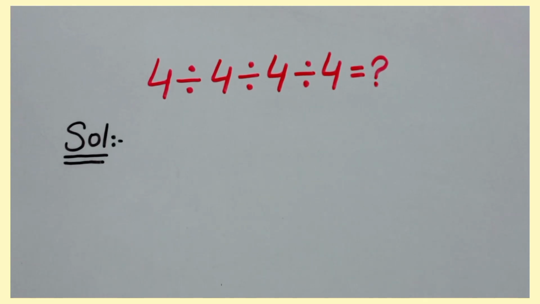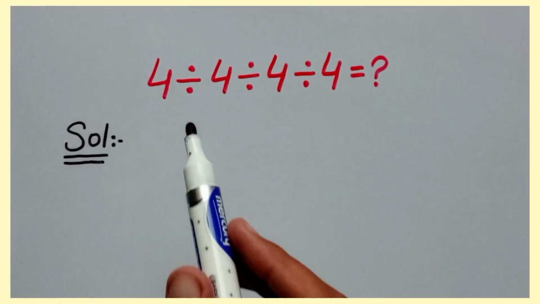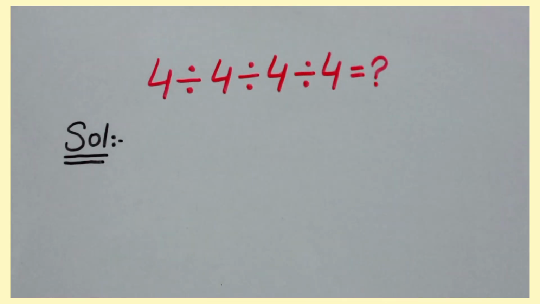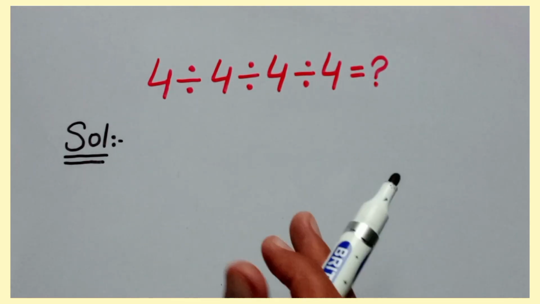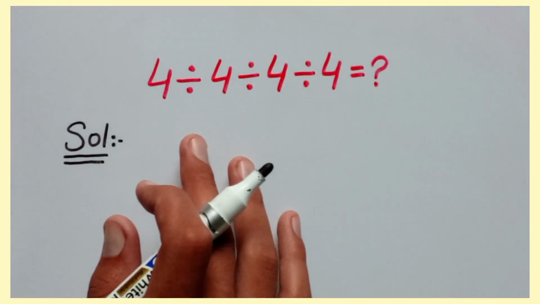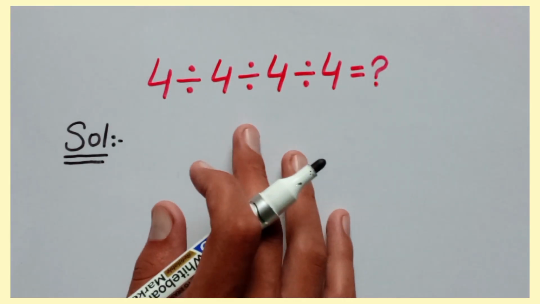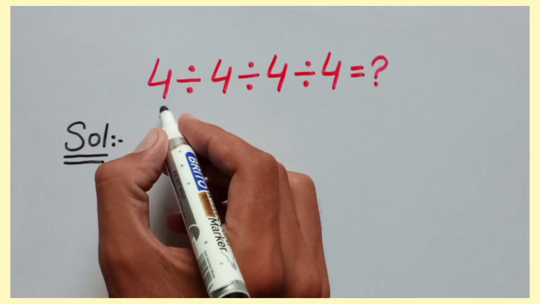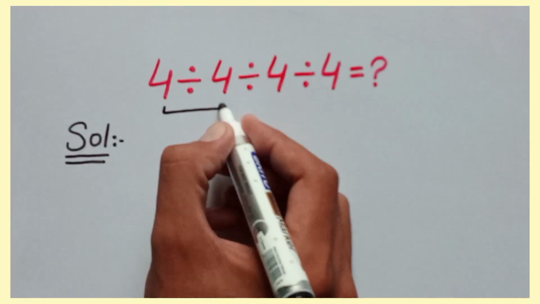Hi guys, in this expression 4 divided by 4 divided by 4 divided by 4, how can we find the value of this expression? Remember that whenever there is more than one division in an expression, then we can solve it from left to right. So firstly we can solve it from left to right.